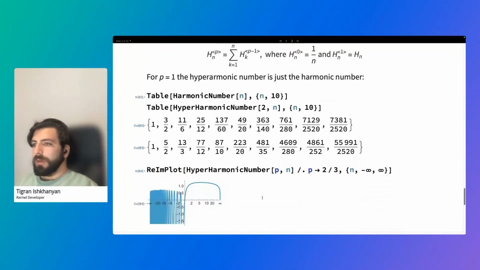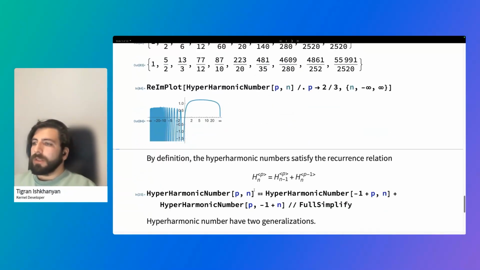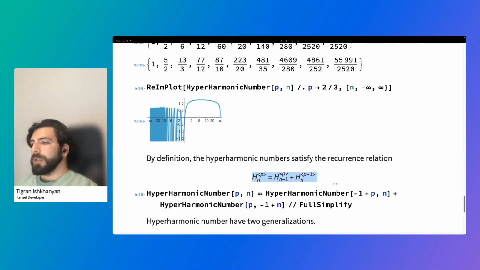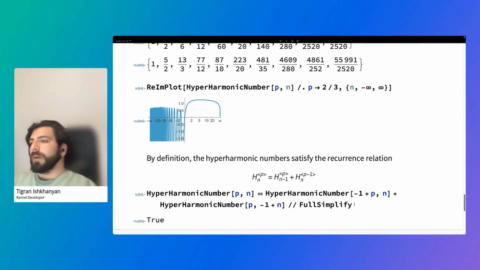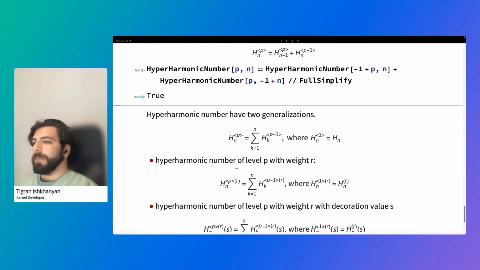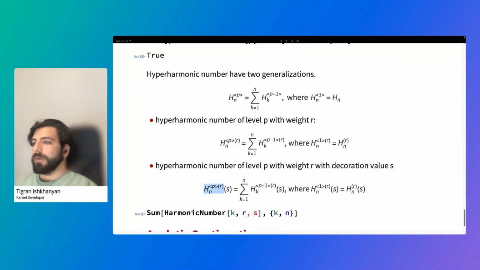And the plot of hyperharmonic number. Also, the hyperharmonic numbers that are new in the system satisfy this recurrence relation, which can be checked. And the point is that these hyperharmonic numbers of level P can also be generalized. We have two generalizations. The first one is called hyperharmonic number of level P with weight R, and hyperharmonic number of level P with weight R and decoration value of S.